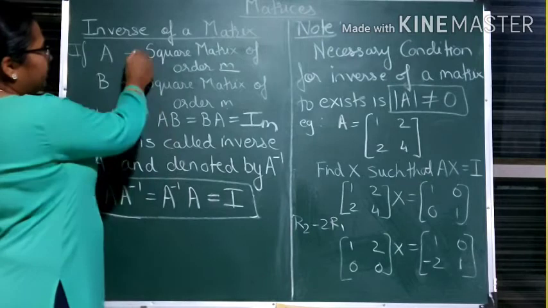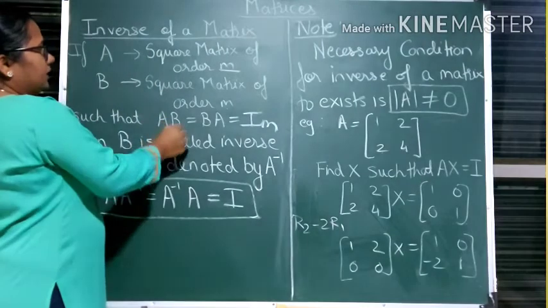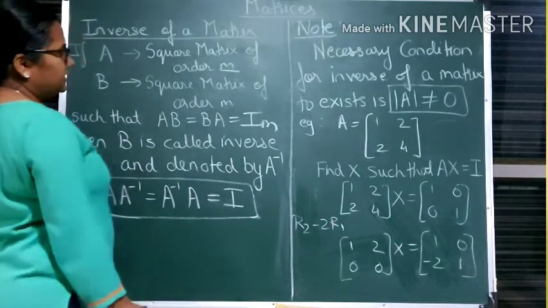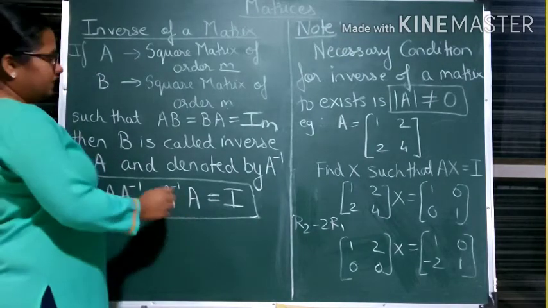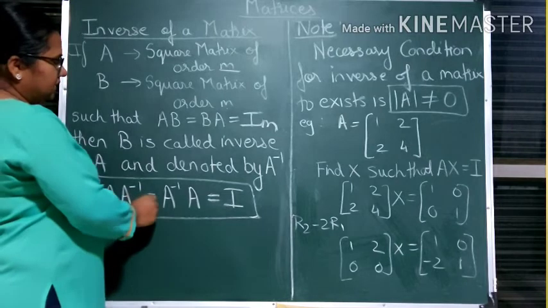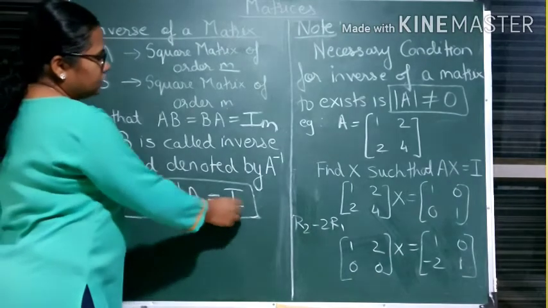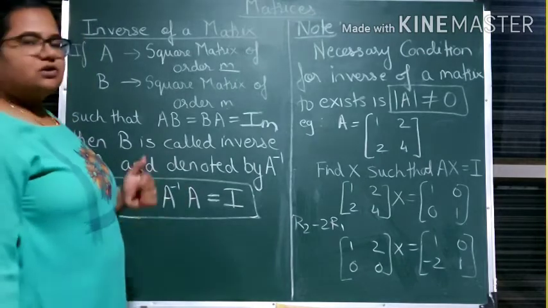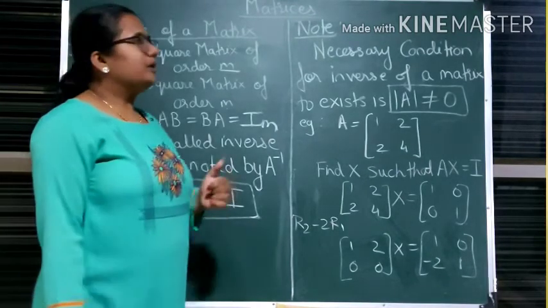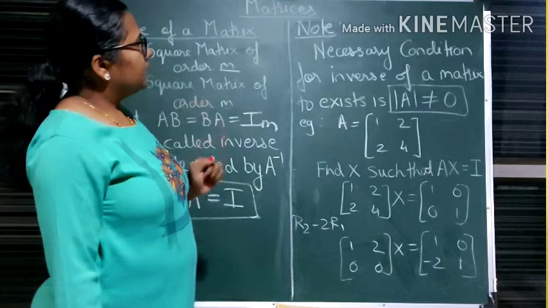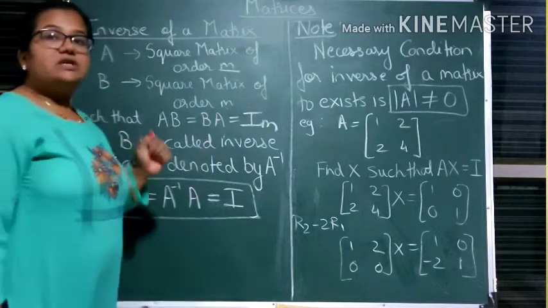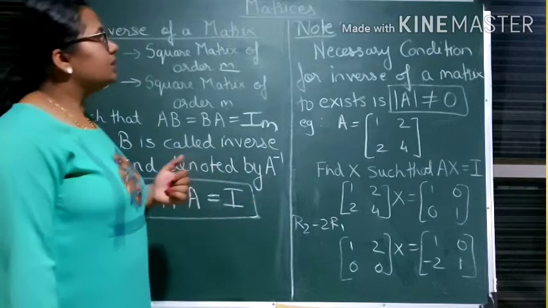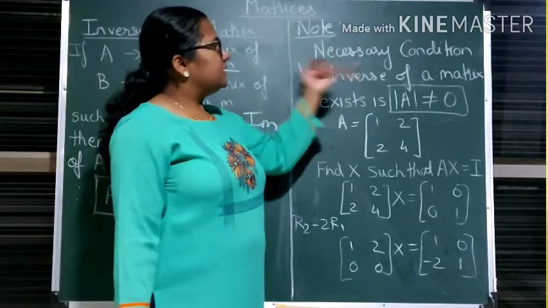So if you have two matrices such that the product, and the commutative product, is equal to the identity matrix, then you will say that they are inverses of each other. So A into A inverse equals A inverse into A equals I. So this is the definition for the inverse of a matrix to exist. Now there is a note under this. Does every square matrix have an inverse? This is a question. So there is actually a necessary condition.